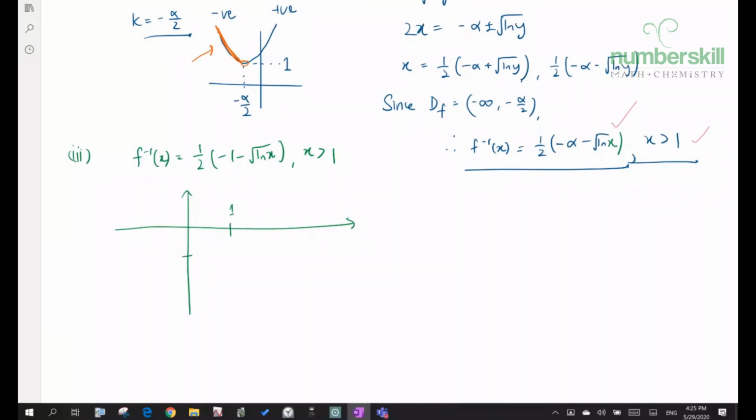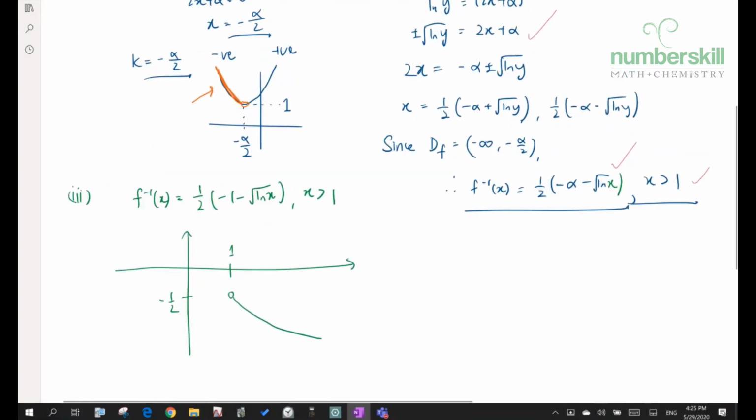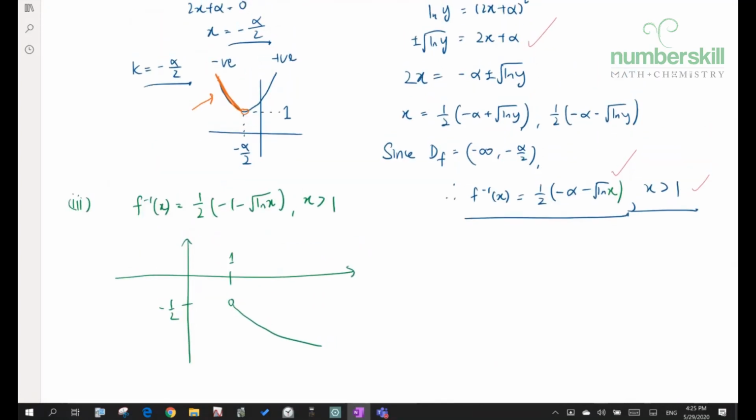This will be 1, and this will be at -1/2 because of the alpha, and it should look a bit like this. Okay, just for context, the original that I showed you earlier on was here. This orange one. Can you see that? Okay, all right, so the original was there.